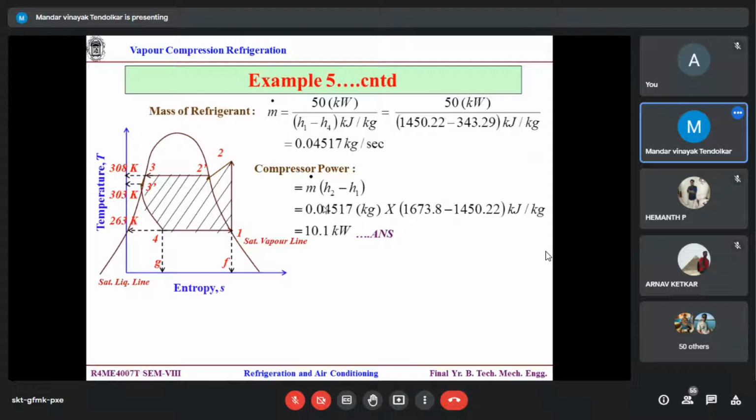compressor power. The same m dot and H2, H1 you have calculated. H1 is Hg1 only. H2, that is superheated part, you have calculated. So this is your compressor power. Is this calculation correct? Yes, sir.